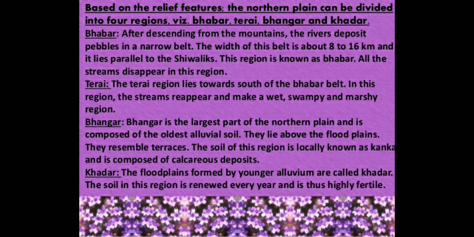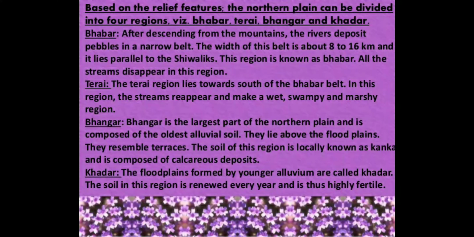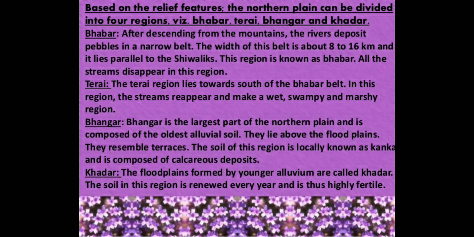Next comes Bhangar, not Banga. Bhangar is the largest part of the northern plain and is composed of the oldest alluvial soil. They lie above the flood plains. They resemble terraces. The soil of this region is locally known as Kankar and is composed of calcareous deposits. Calcium is there, but you cannot eat it for calcium. So Bhangar.